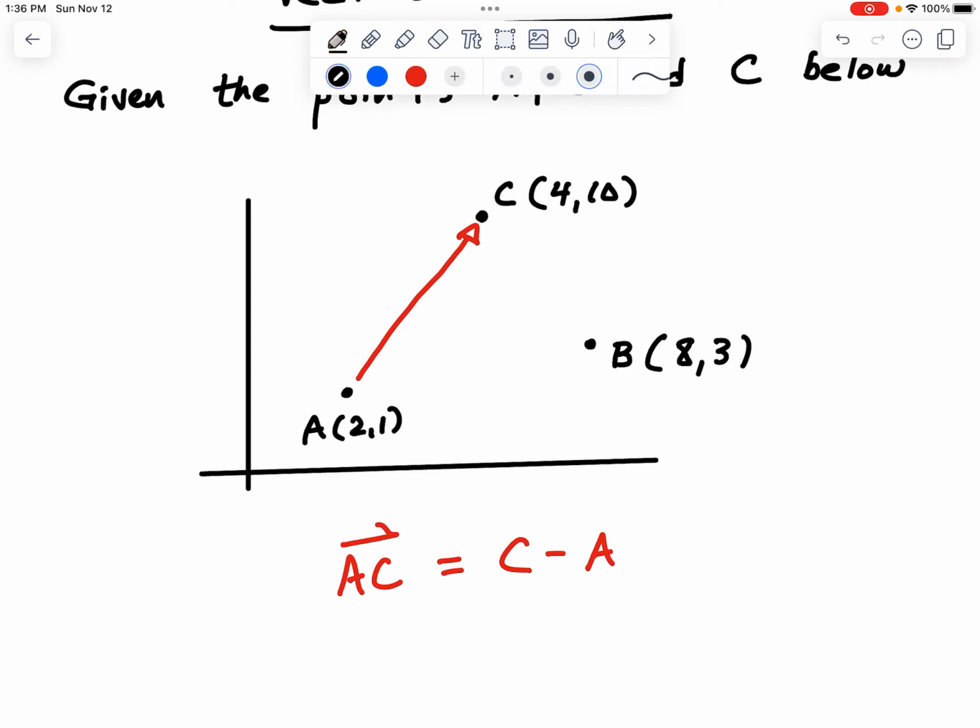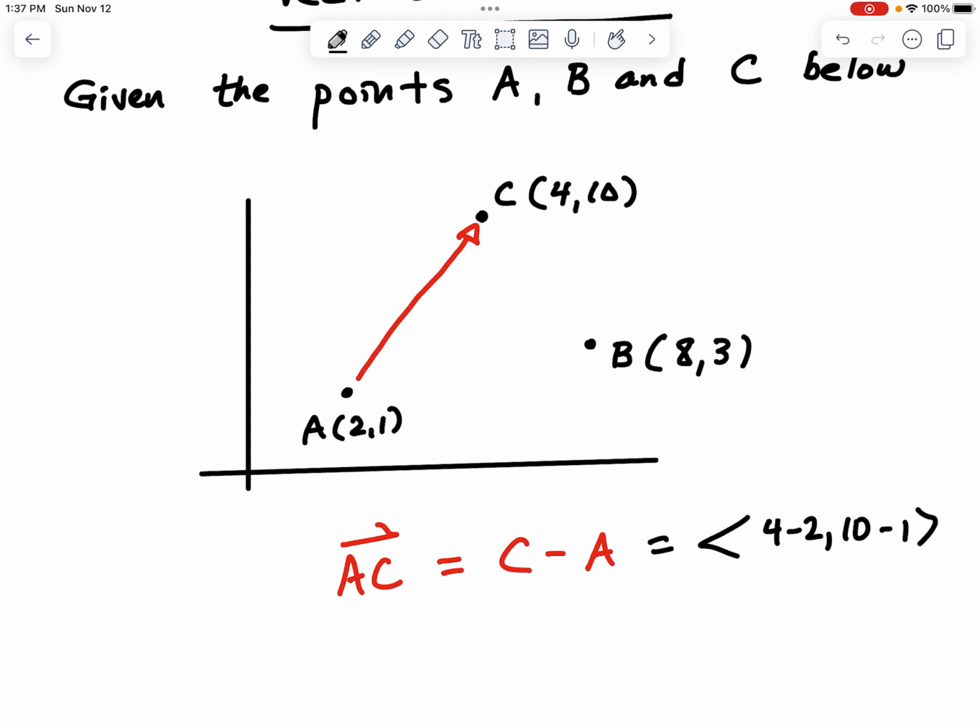Then, using the angle notation for vectors, that is going to be C minus A, so that's going to be 4 minus 2 and 10 minus 1. So the vector from A to C is <2, 9>.